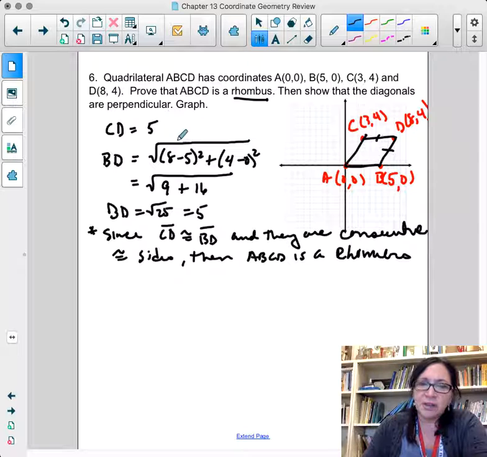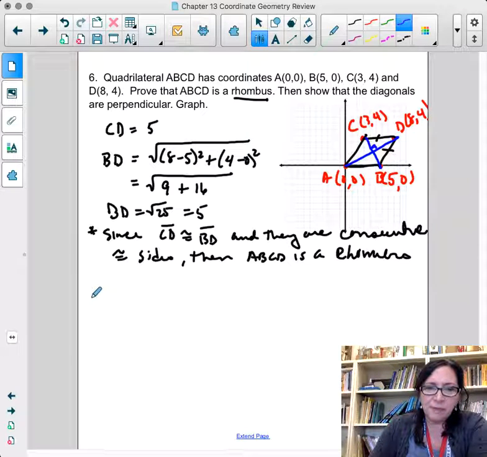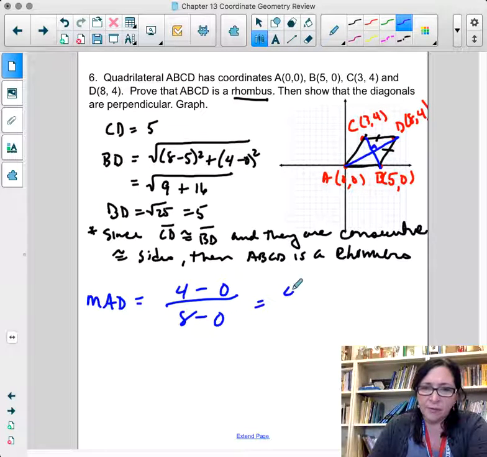Next, we want to show that the diagonals are perpendicular. In order to do that, I need to find the slopes, to figure out if they're perpendicular. So we're going to find the slope of AD. I'm going to subtract my y's over subtract my x's. So I'm going to go 4 minus 0 over 8 minus 0. So I get 4 over 8, which is 1 over 2.